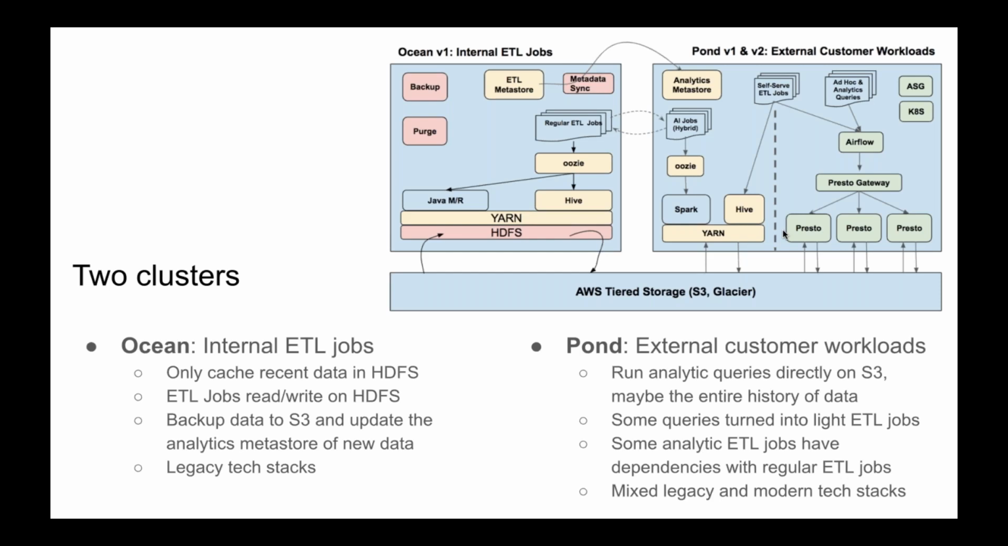And some of the analytical ETL jobs have dependencies with the regular ETL jobs. One example is Spark. We have many Spark AI jobs running on this Yarn cluster. They need to analyze potentially the entire history of data, and then they generate something that will be consumed by other ETL jobs on the left-hand side. Because the data namespaces are different, one is on HDFS and another one is on S3, the synchronization between the jobs is actually convoluted.